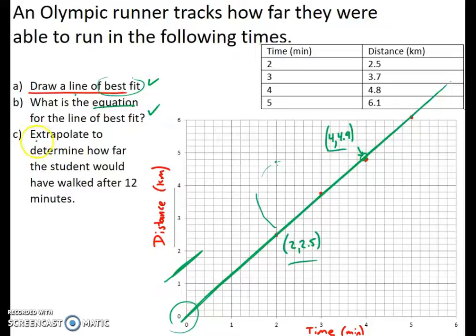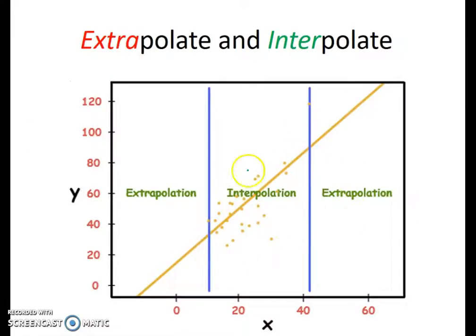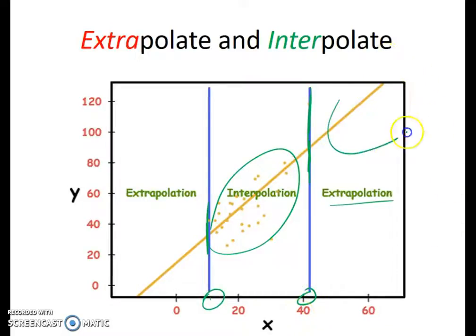And the last question says extrapolate to determine how far the student would have walked after 12 minutes. So I want you to remember back about extrapolation. We're looking outside of our data set. So here's our data, and we only have information between these two x values. If I want to figure out my prediction for when it's 60 in this case for this graph, I need to extrapolate my data.